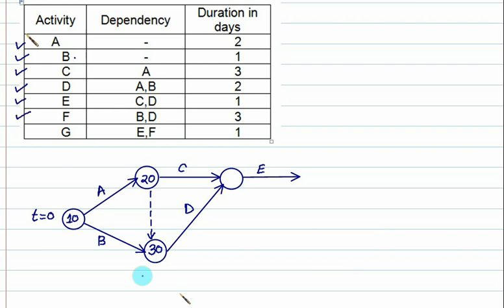Okay. For activity F, B and D must finish. D is finished by this time and B is finished by this time. So we will have one dummy activity. Now this dummy activity shows that time equal to 0. After D, it means that the activity is complete, and at the same time I want B also complete.